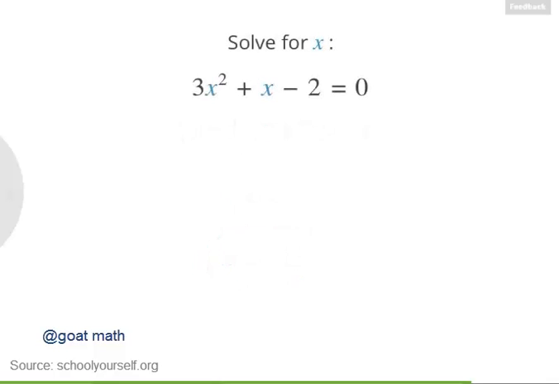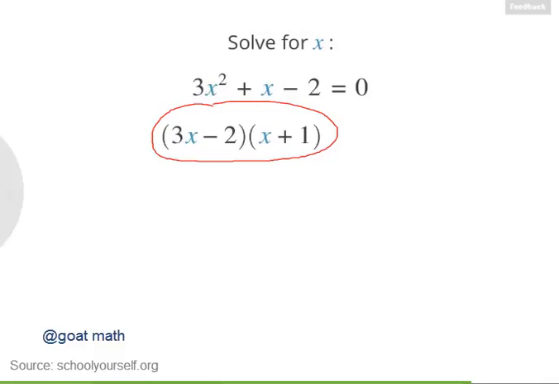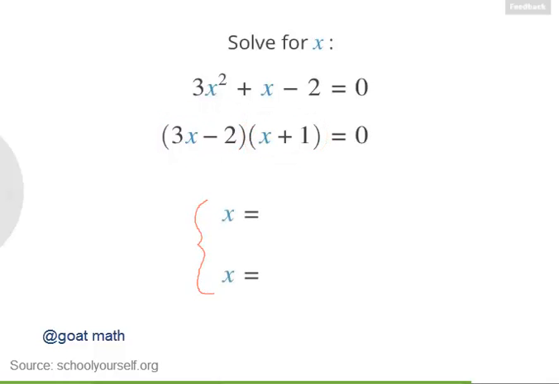Okay, last question. Suppose you're asked to solve the equation 3x squared plus x minus 2 equals 0. Now, you already factored this quadratic. It's 3x minus 2 times x plus 1. So this is equal to 0. So again, try setting each of these binomials equal to 0 to find the two solutions.